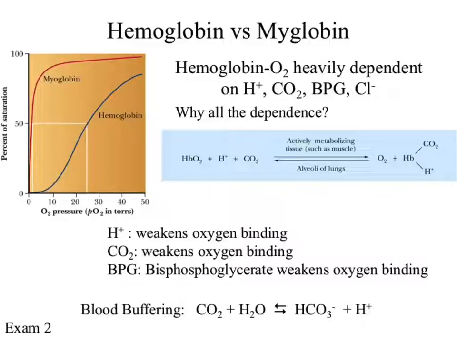CO2. What does CO2 do? Same thing. In the presence of CO2, what happens? O2 comes off, CO2 comes on. Okay? BPG, bisphosphoglycerate, weakens the oxygen binding as well. We also then have the blood buffering system all contributing. So all of these things kind of stack to then change how hemoglobin is going to respond.